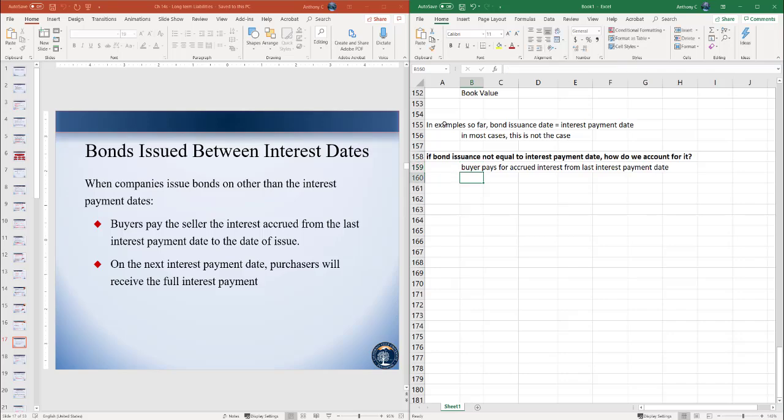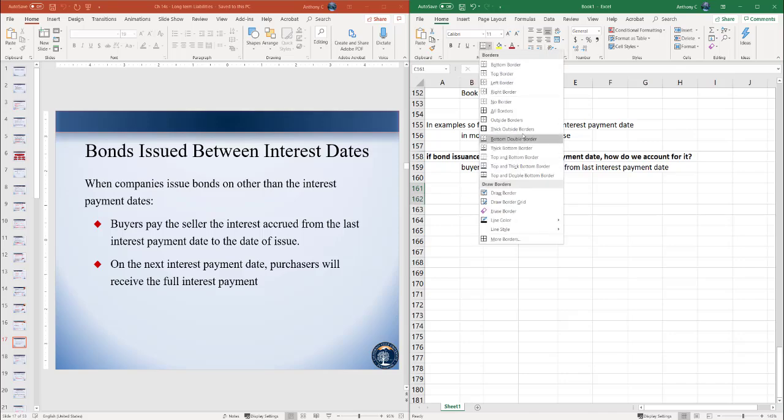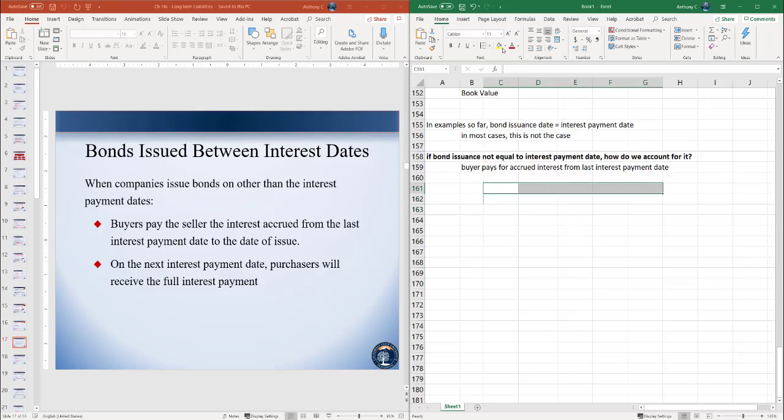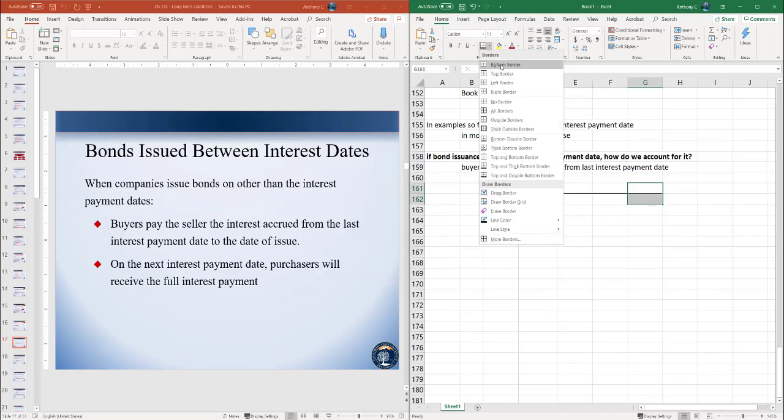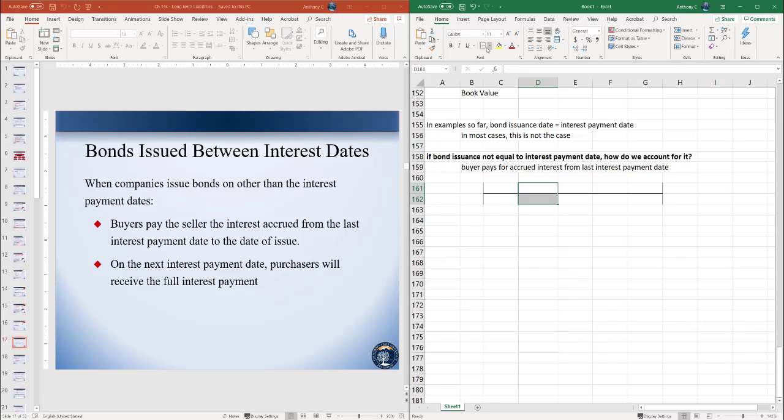All right, and then what will happen on the next interest payment date is whoever bought the bond will get the full interest payment. All right, so if you happen to be more of a visual type of learner, let's just draw a timeline here. Let's say interest payment dates fall on January 1st and July 1st. And let's say the bond is issued on March 1st.